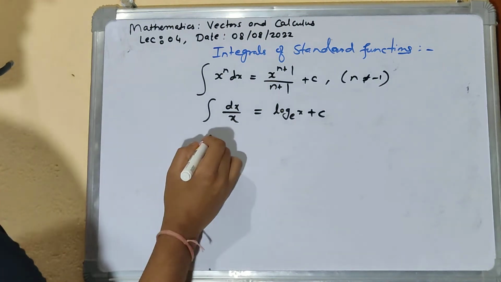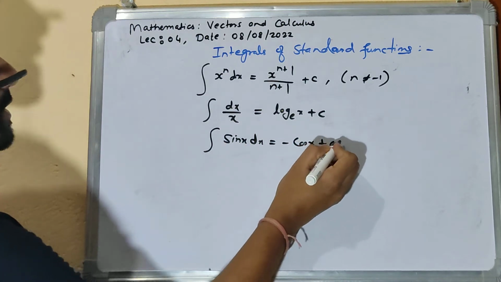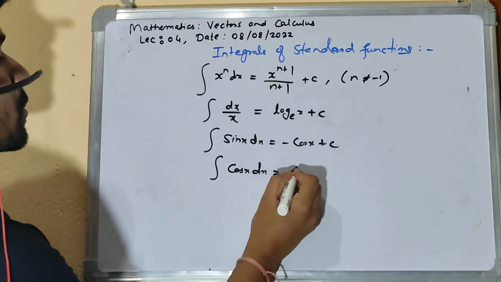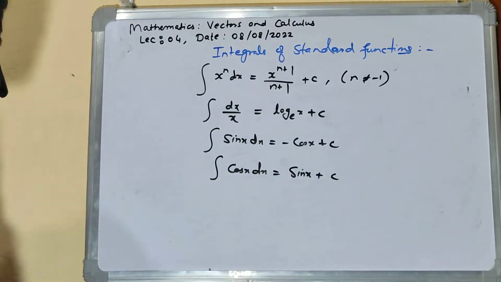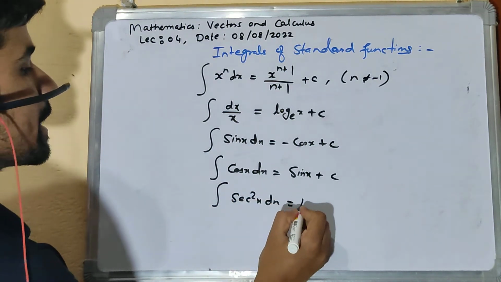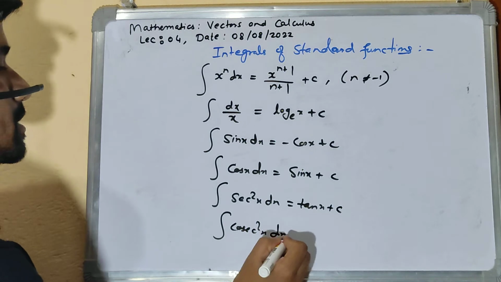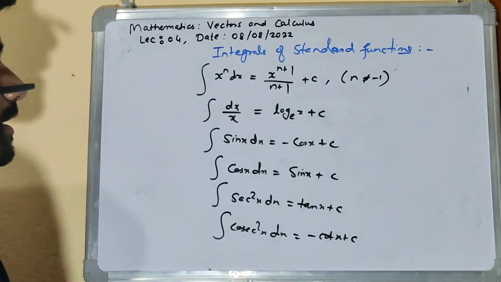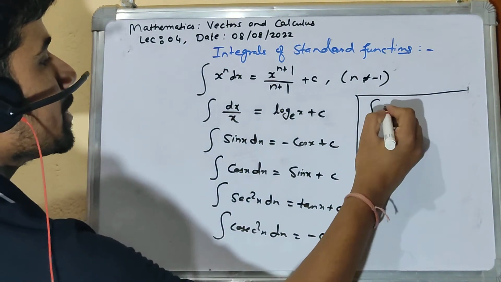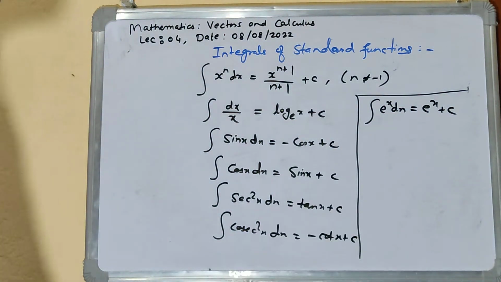Integration of sin x dx is minus cos x plus c. Integration of cos x dx is sin x plus c. Integration of sec square x dx is tan x plus c. Integration of cosec square x dx is minus cot x plus c. Integration of e to the power x dx is e to the power x plus c, since its differentiation is also e to the power x only.